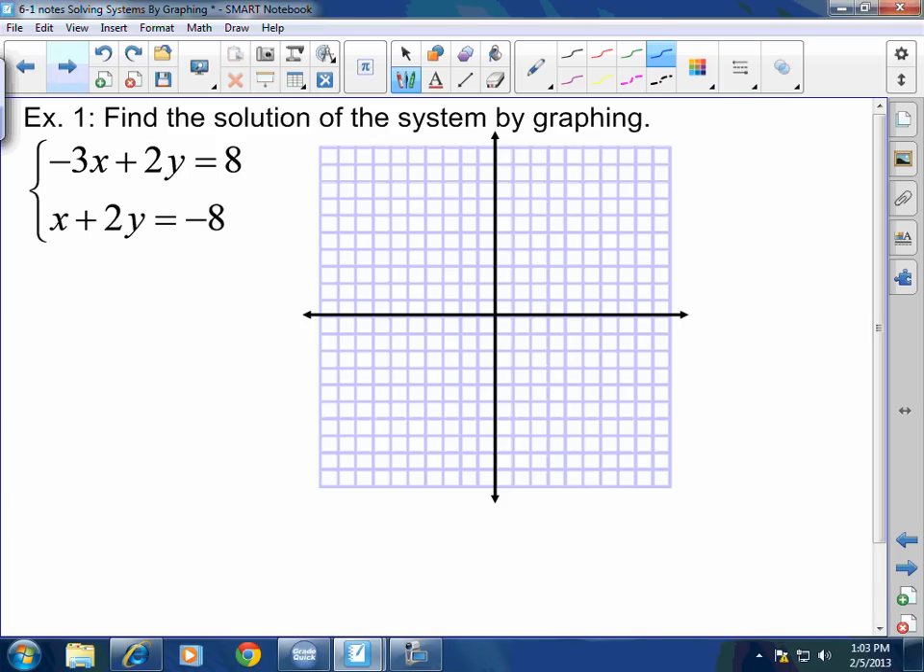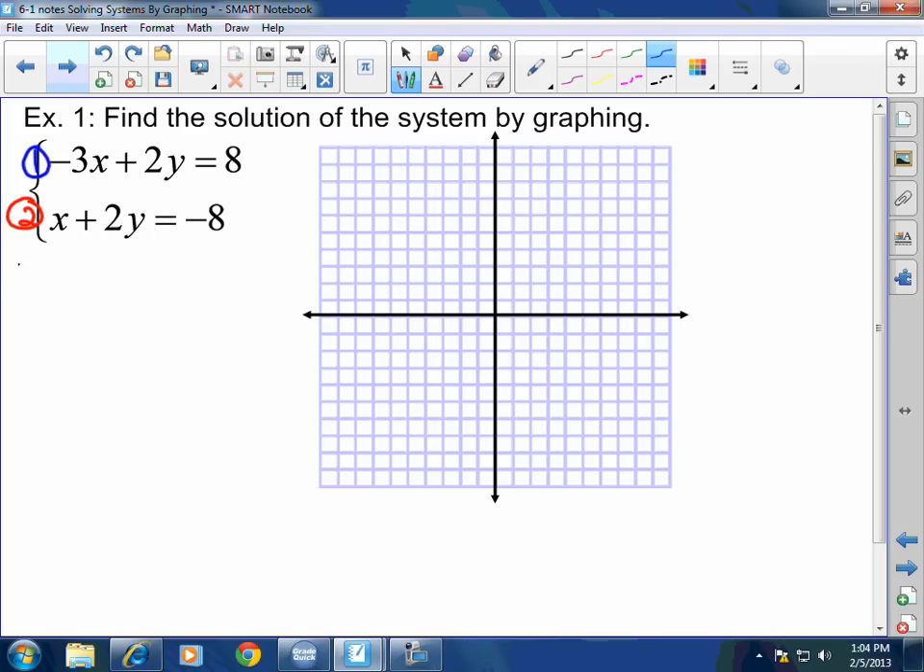Okay, so let's see what we do. Find the solution to the system by graphing. Always do it this way, my friends. I suggest strongly. 1 and 2. No, you do not have to have different colors. I am just showing you different colors because I am teaching it.